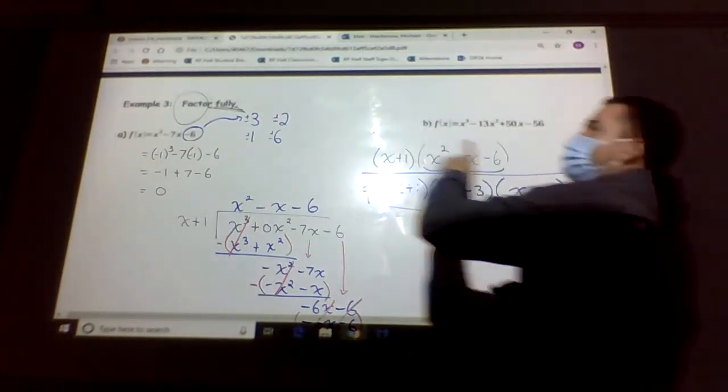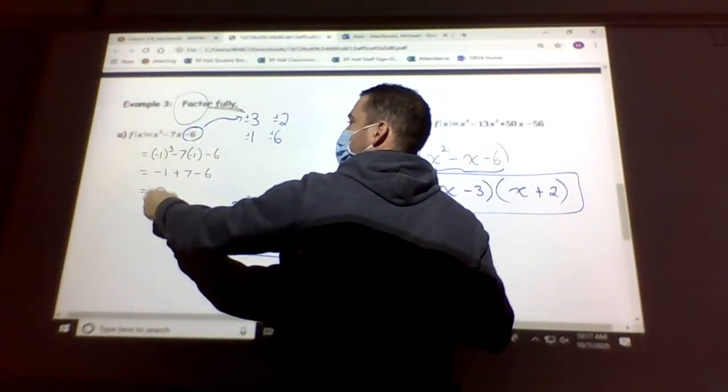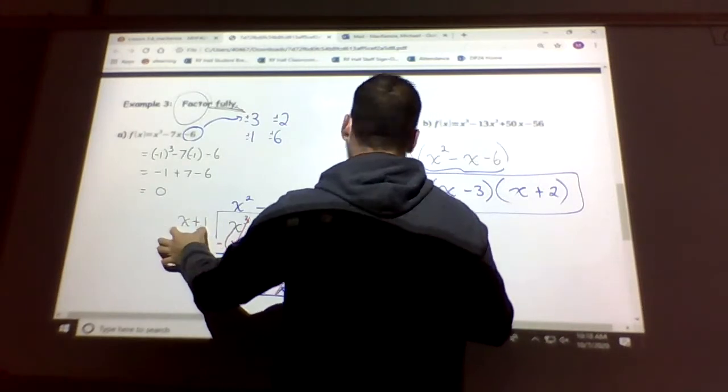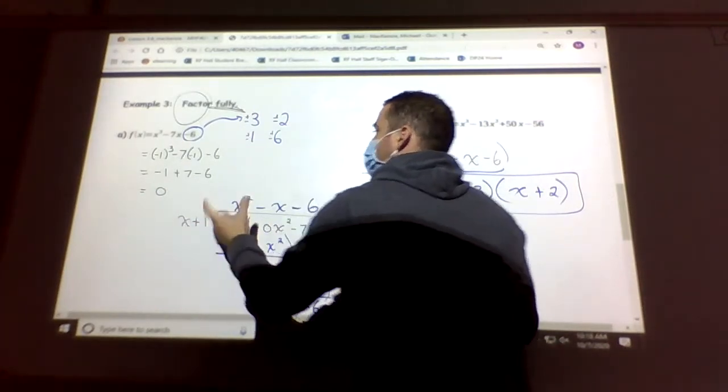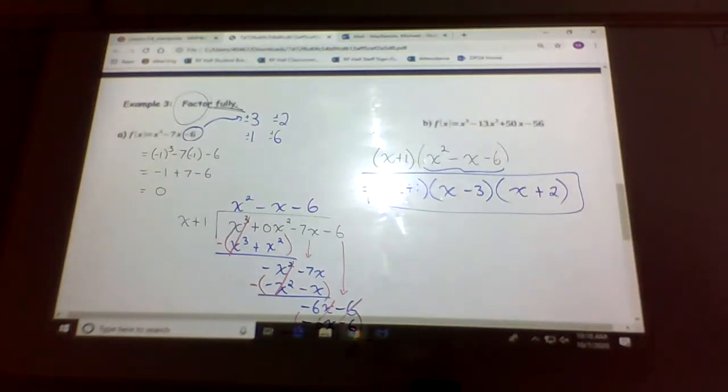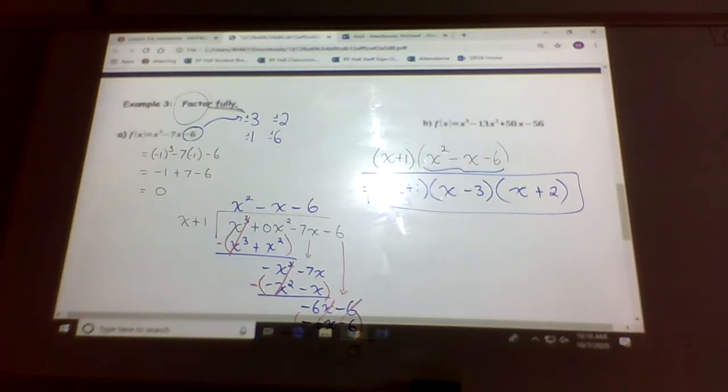Likewise, if I plugged in a negative 2 here, I would have got 0. So I would have had x plus 2 here. And when I factor, the quadratic would then factor into those two. So yes, because it's x to the power 3 at the beginning there, it's 3 factors.